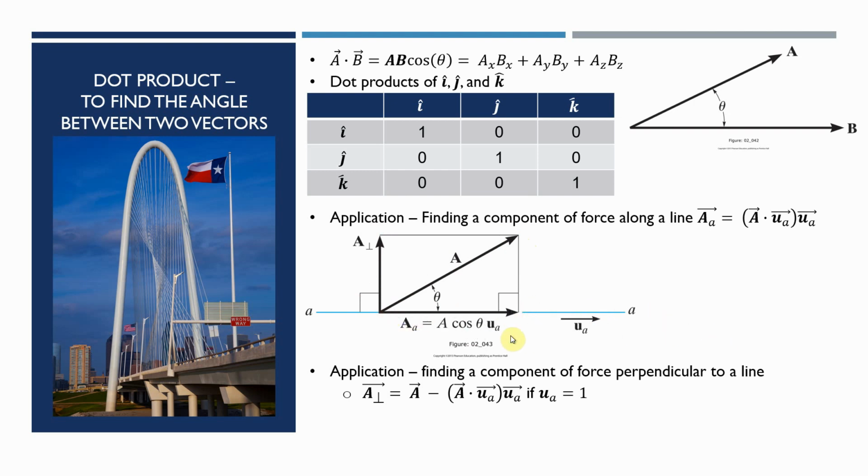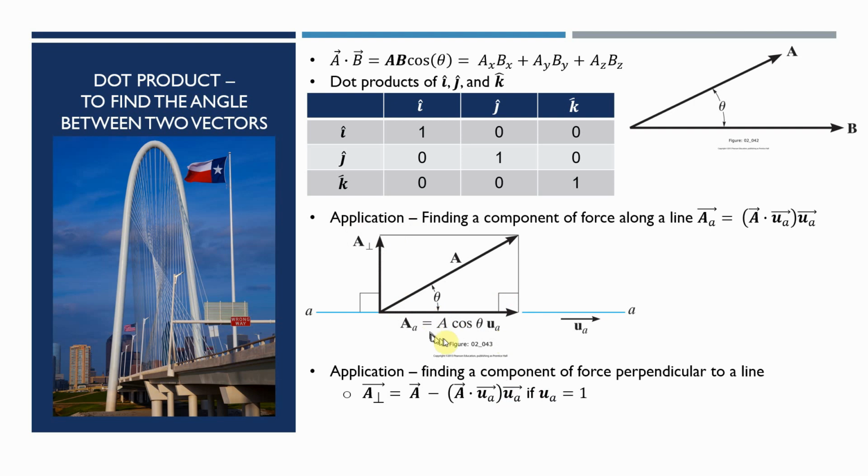You need some component of force in the direction of the bearing's motion, a collar's motion, that would allow it to move. So the force along that direction of the line is A times the cosine of the angle between them times a unit vector that represents the direction of this line. That's how much force there is in that direction. And you can get a perpendicular too. A minus this vector here will give you the perpendicular vector.